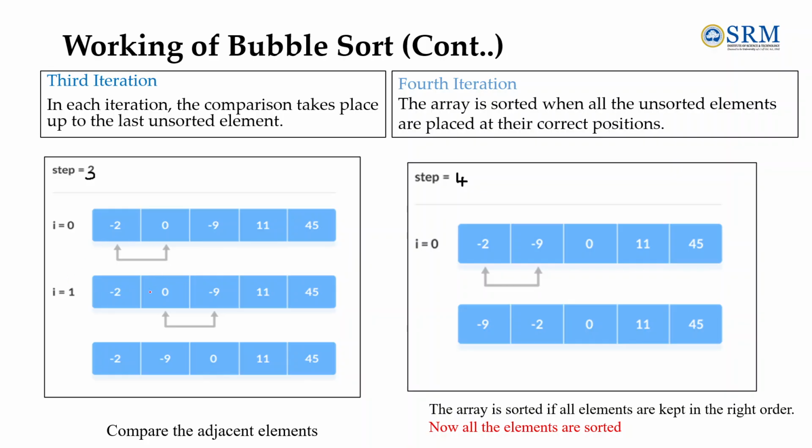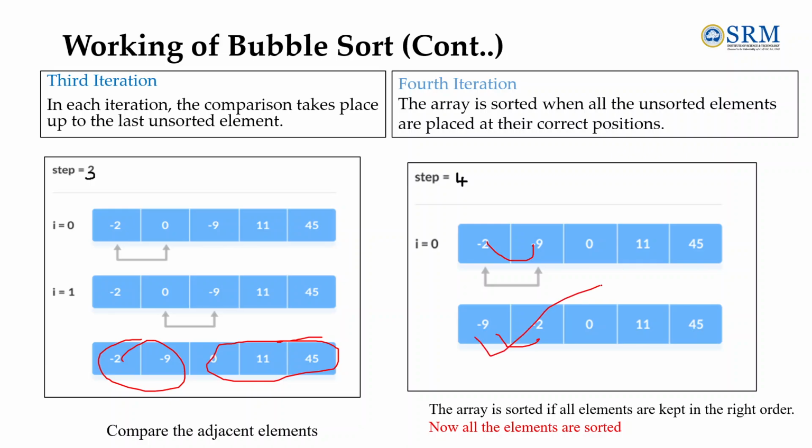So minus 2 and 0, it's already in place. 0 and minus 9, so I'll swap them. So these 3 are sorted and these 2 are unsorted. So in the last iteration, I'll take minus 2 and minus 9. So minus 9 goes before minus 2. So the array has been sorted.